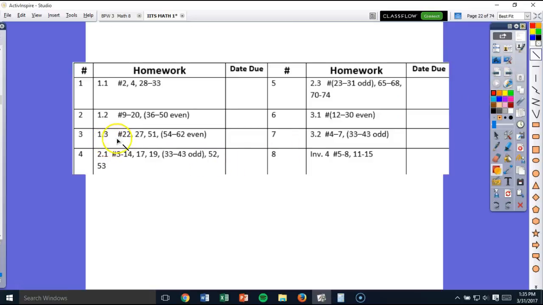Again, ACES for 1, 3, 22, 27, 51, and then the even numbers of 54 through 62.